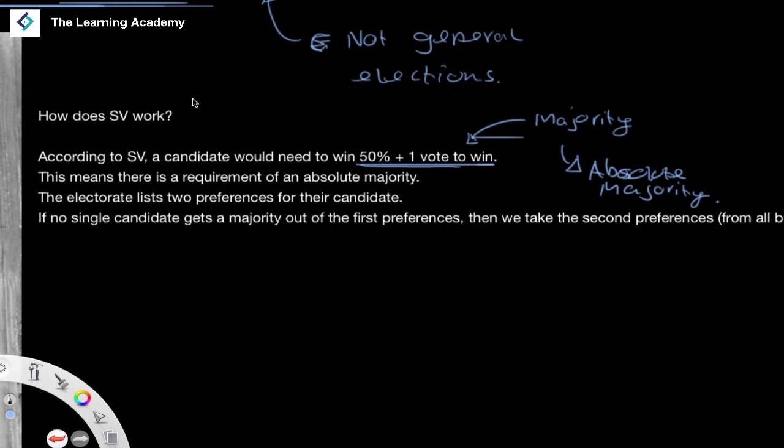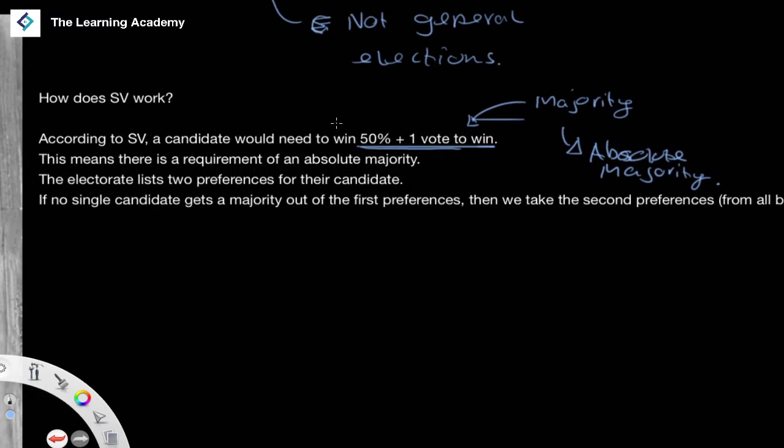Now, this is obviously in contrast to the first past the post system, because if you remember, the first past the post system requires there be a plurality, which means they don't need 50%, they don't need any actual percentage. All they need is one more vote than the number 2. So that could be 30%, that could be 20%. If there's a lot of candidates running in an election, it might be something as low as 20 or 30%. And that's how it works for first past the post. But for this, we need an absolute majority. We need 50% plus 1 vote.